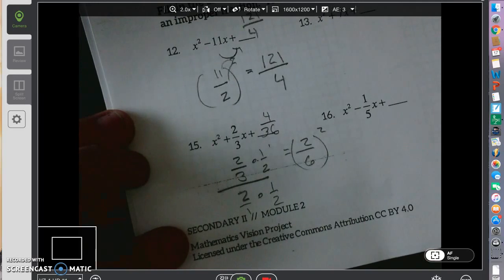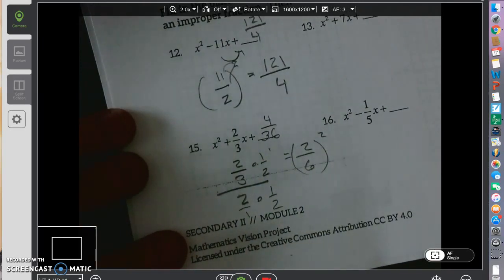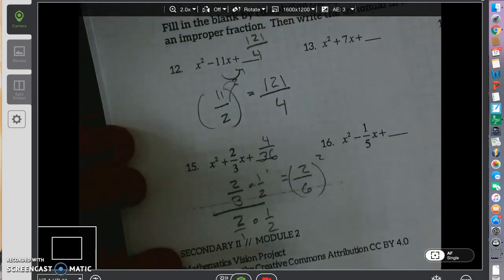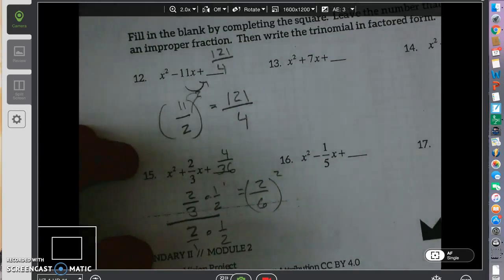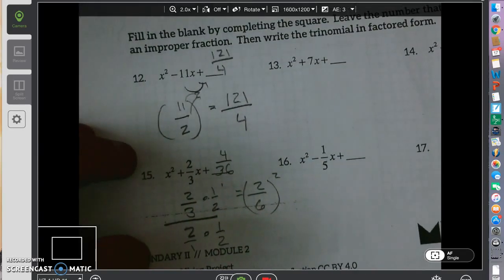Number 15 might be a little bit confusing, so we can go over that in class, but I want you guys to at least try it. 2.5 will be due tomorrow because Wednesday is gold. All right.